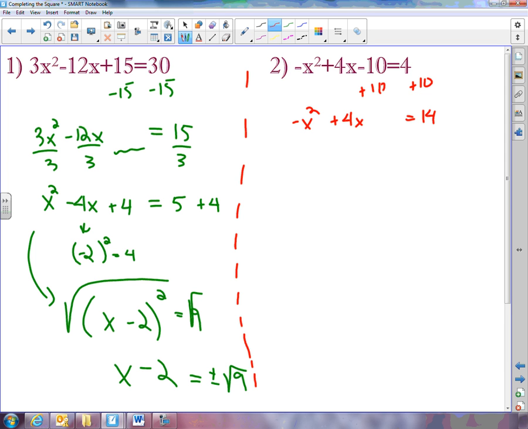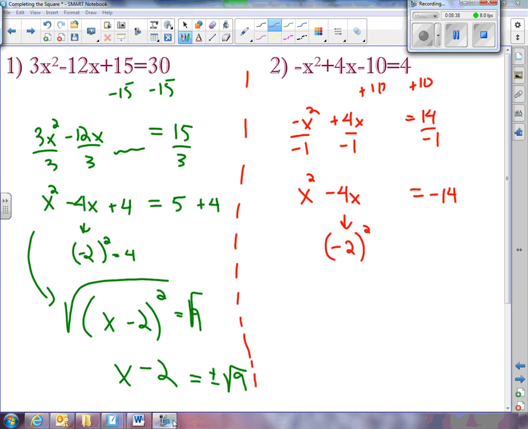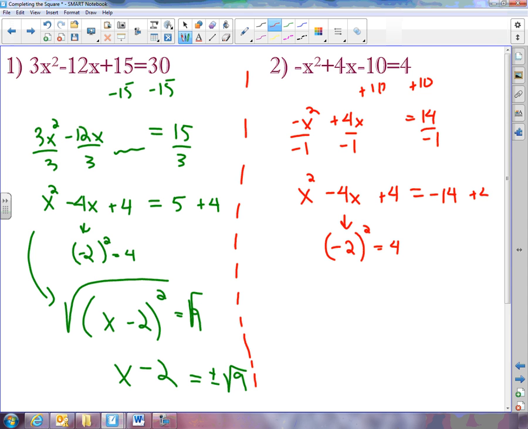Now I want to divide so that a equals 1. Here, a is negative 1, so I'm going to divide everything by negative 1 so that I have a nice clean equation. That gives me x squared minus 4x equals negative 14. Now I'm going to take half of this term, get negative 2. I'm going to square it, and that's going to give me 4. And then I'm going to add the 4 to both sides.